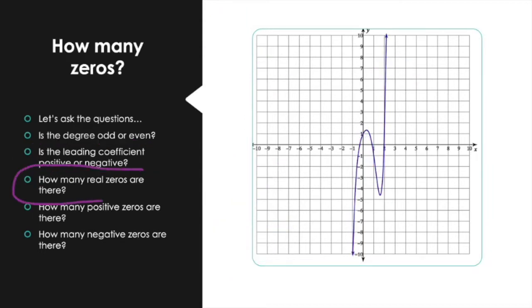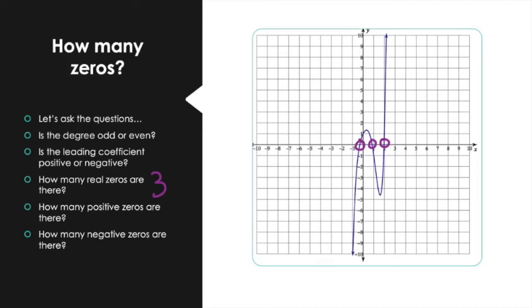How many real zeros are there? The real zeros are the number of times that it crosses the x-axis. This is the x-axis, and it crosses that x-axis 1, 2, 3 times. So, how many times does it cross the x-axis? It crosses it 3 times.